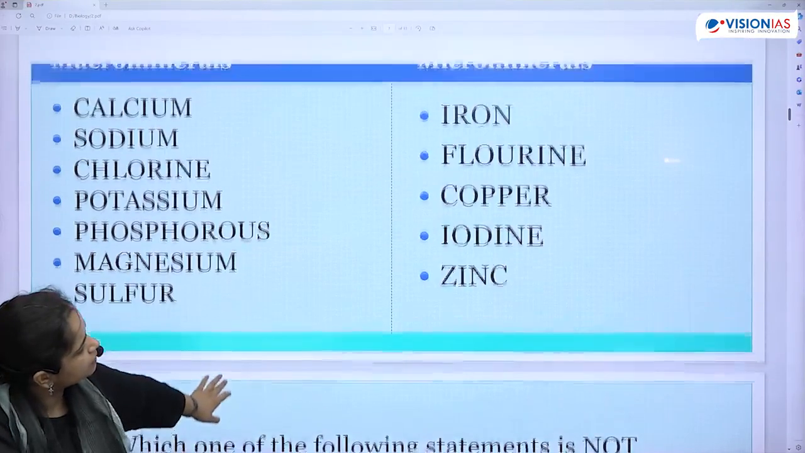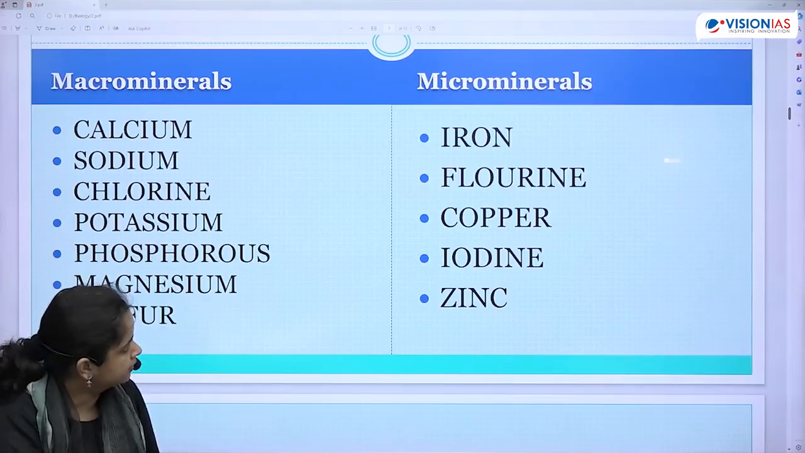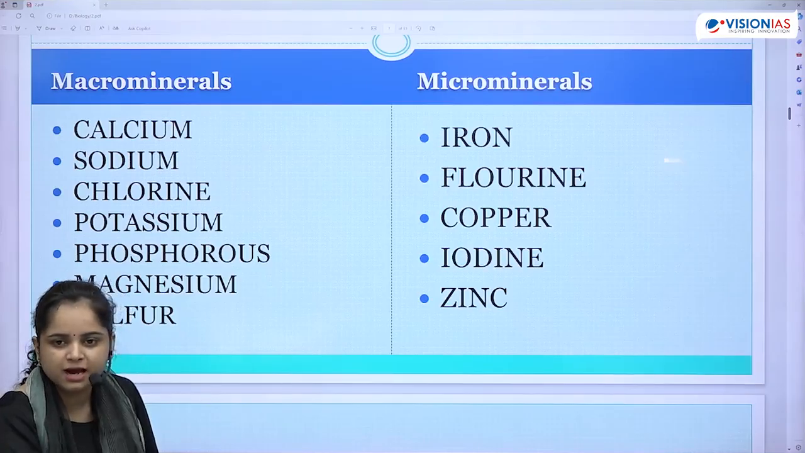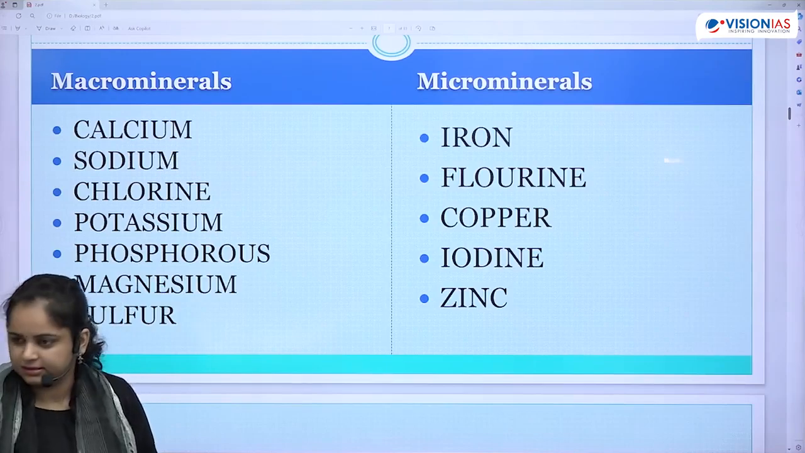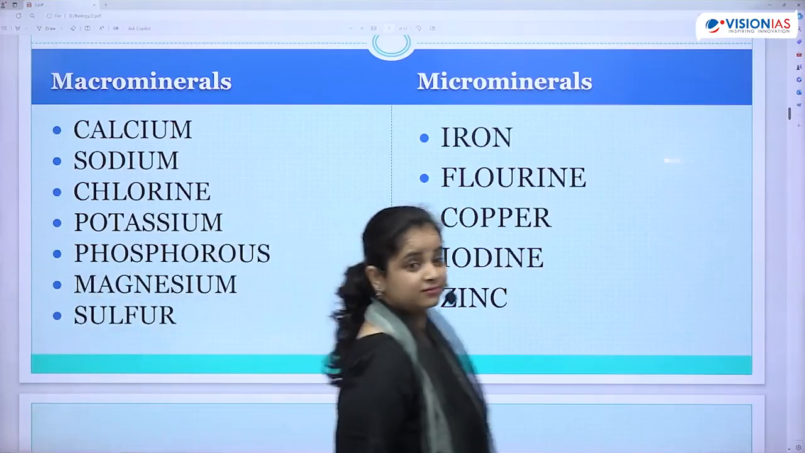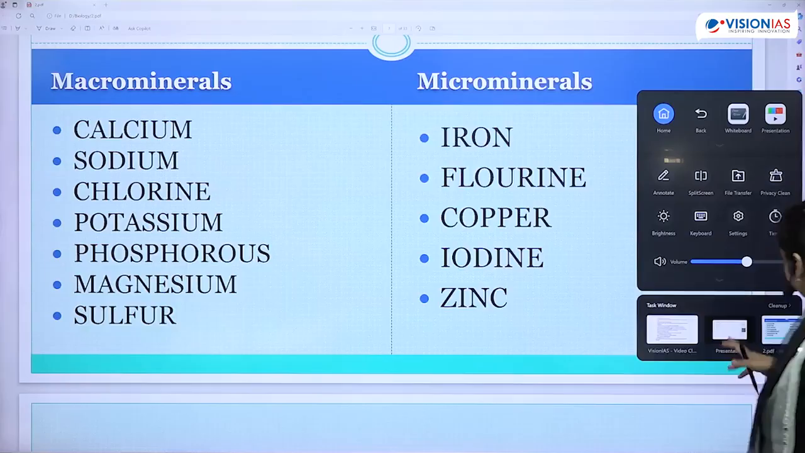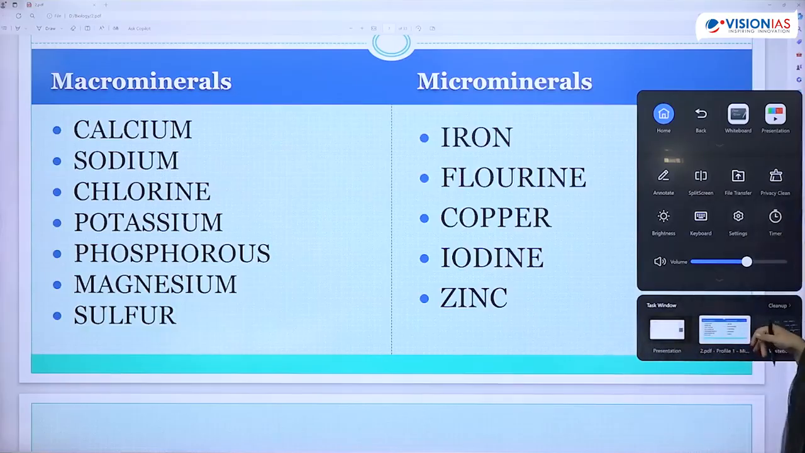Okay, now we'll come to the micro minerals. First one is iron. Do you know any good sources of iron? Spinach, okay. Like Popeye? Do you know about Popeye?